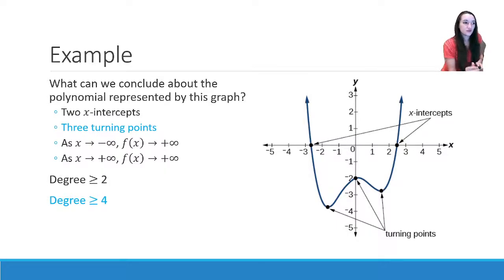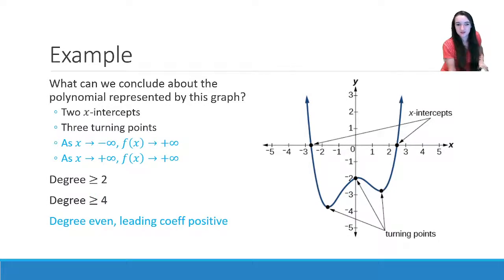So we also know that our degree has to be even and our leading coefficient has to be positive due to the end behavior. Can we say any more than that? No, not necessarily. We could guess at what our function is, but this is the most we can say for certain without doing some more work that we don't know how to do yet.